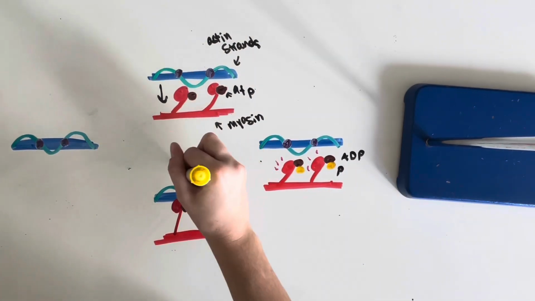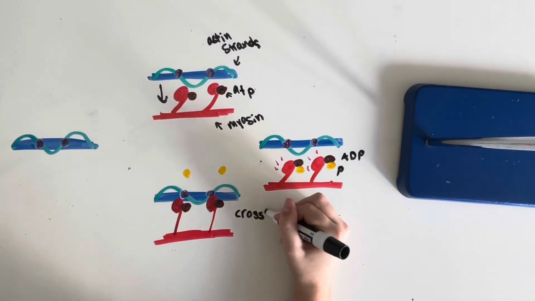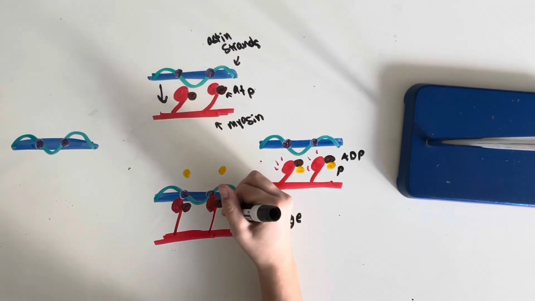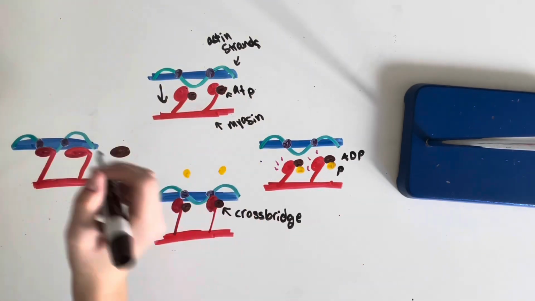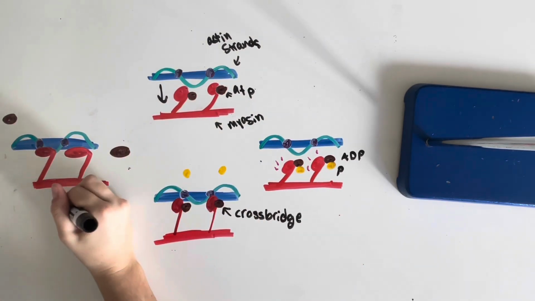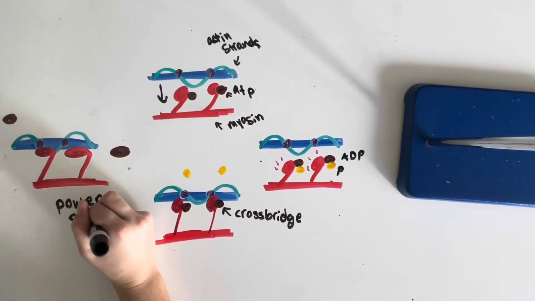Next, the phosphate releases from the myosin head and a cross bridge is formed, in which the myosin head binds to the actin protein. Finally, ADP releases from the myosin head, which performs its power stroke to shift the actin filament and contract the muscle.